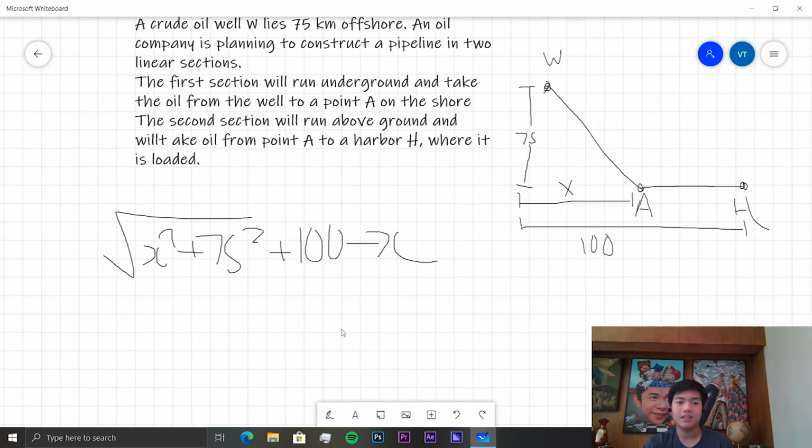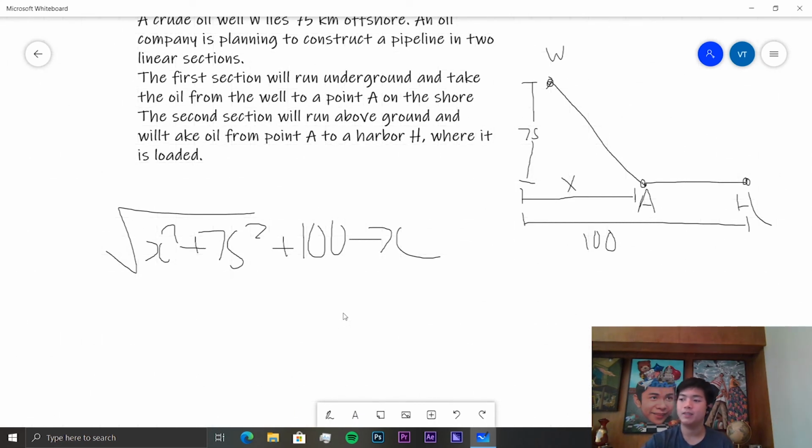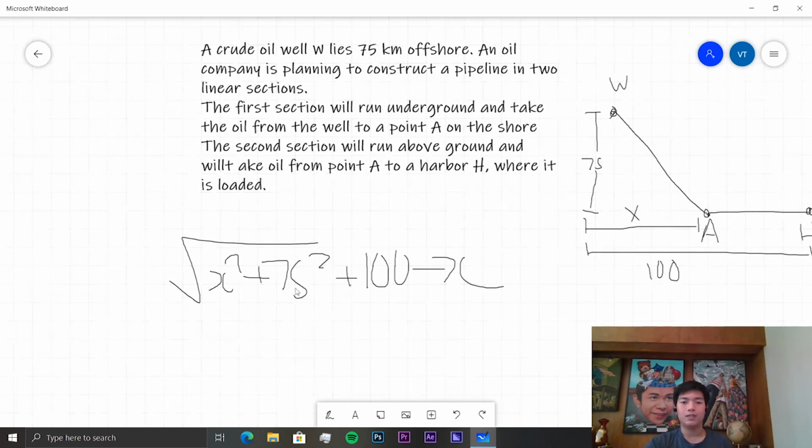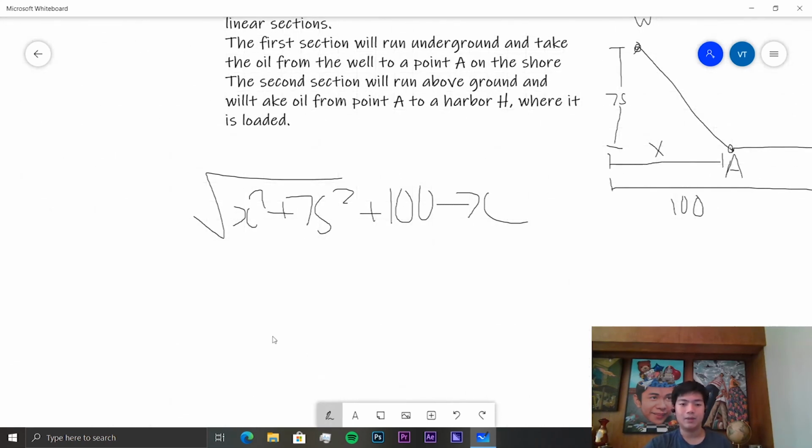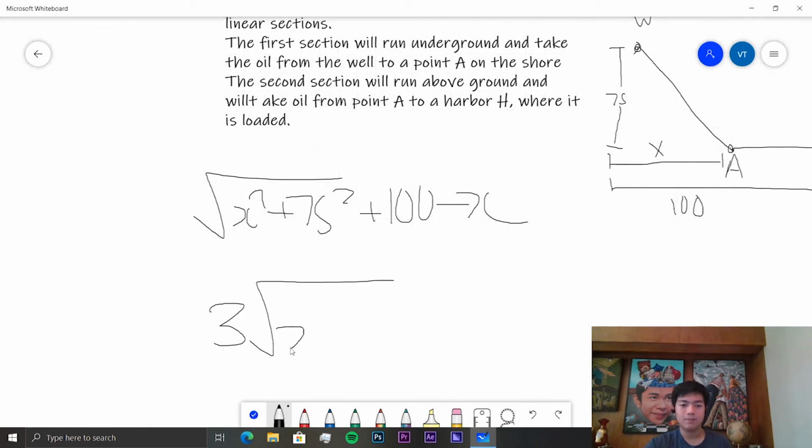And then the next information is it costs the company 3 times as much to construct a pipeline below ground than it does to construct it above ground. So we need to determine the value of x that results in minimal construction costs. So more or less we have to multiply the value of this length by 3. So we have 3 times the square root of x squared plus 75 squared, plus 100 minus x.